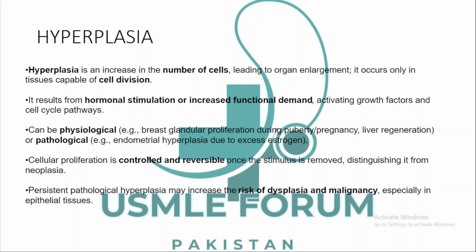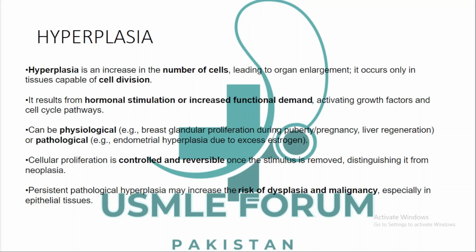Another example of it would be increased functional demand. If you're providing a lot of stress again to cells that are capable of dividing, then this would also lead to hyperplasia, right? So the big picture would be that the stress leads to increased growth factors, and these growth factors lead to an increased number of mitoses, and if the cellular division in the form of mitosis is increased, then this leads to an increased number of cells.